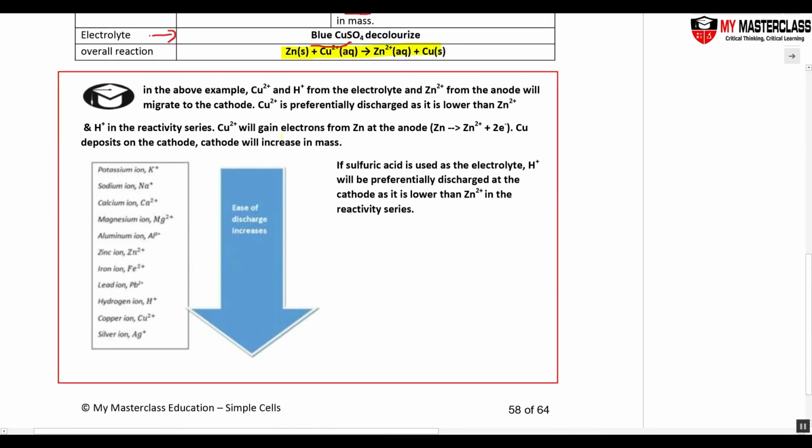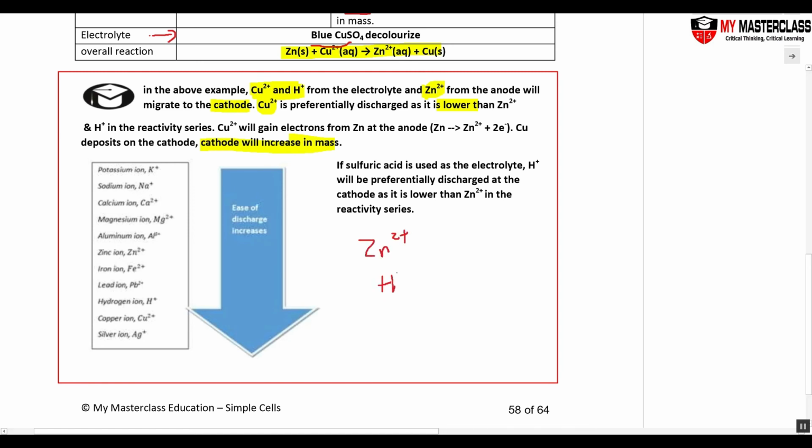In the above example, Cu2+ and H+ are from the electrolyte. Remember, this one is from my copper sulfate solution, and zinc is from the anode. All these cations migrate to the cathode, and copper is preferentially discharged because it's lower and less reactive than zinc and hydrogen in the reactivity series. So copper has a higher tendency to gain electrons, and it will form copper solid and increase in mass.